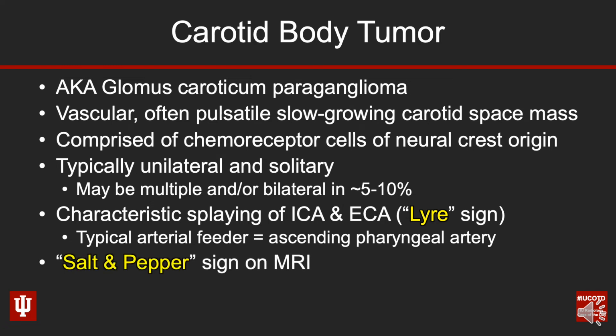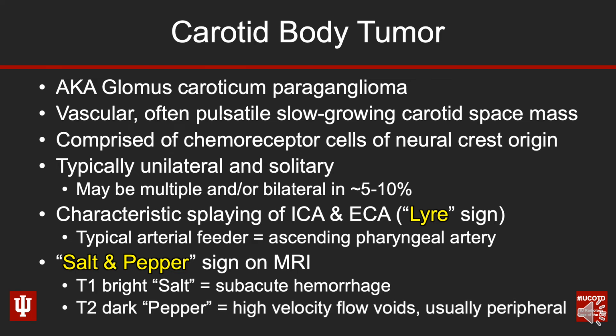These have a characteristic salt and pepper appearance on MRI with that T1 bright salt that is thought to represent subacute hemorrhage. It's seen less frequently than the T2 dark pepper, which are those high velocity flow voids that oftentimes are going to be seen at the periphery of the mass.